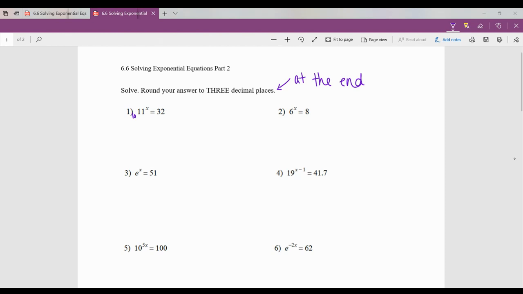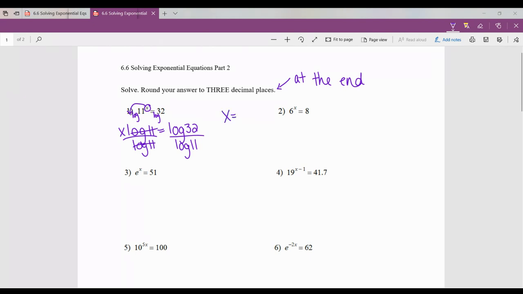So I'm going to take the log of the left-hand side, and the log of the right-hand side. One of our properties of logs says I can take this exponent and pop that down right in front. So I'm going to rewrite this as x log of 11 equals log of 32. Now I want to solve for x. Because x is being multiplied by log 11, I'm going to divide both sides by log 11. The log 11s cancel out, and we get x equals.